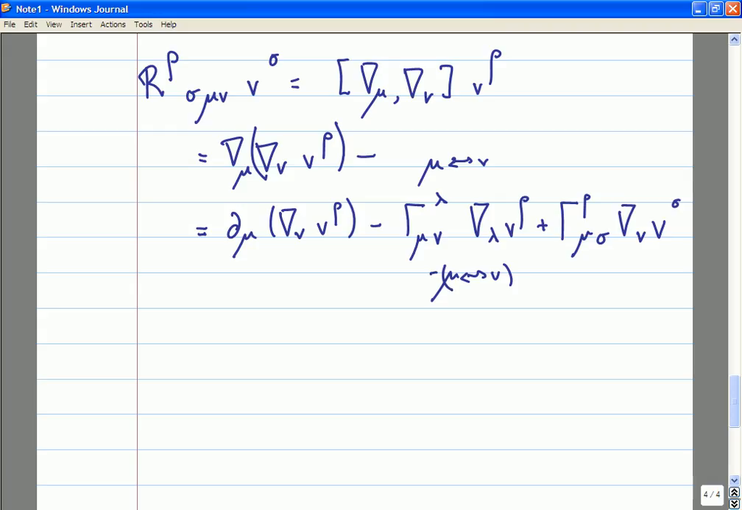Now, the first thing that you can notice is that because the Christoffel symbol is symmetric in mu and nu, and we are subtracting off the same thing with mu and nu switched, that first term will be equal to zero.